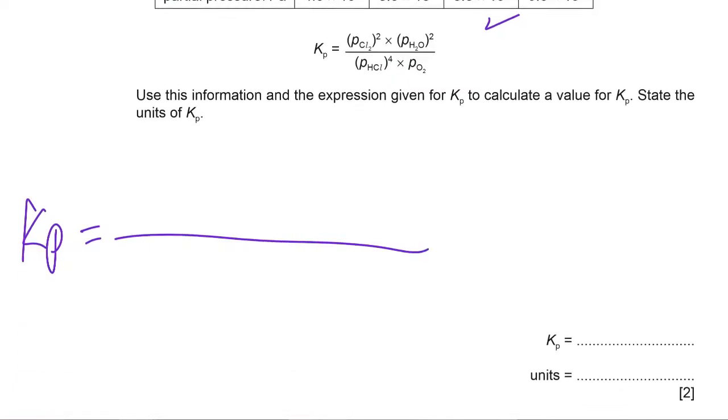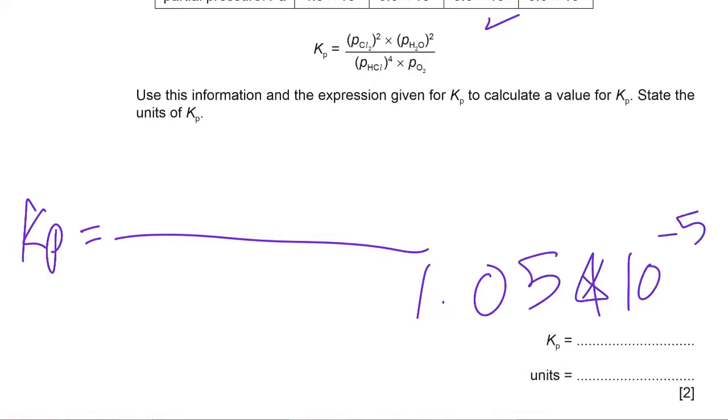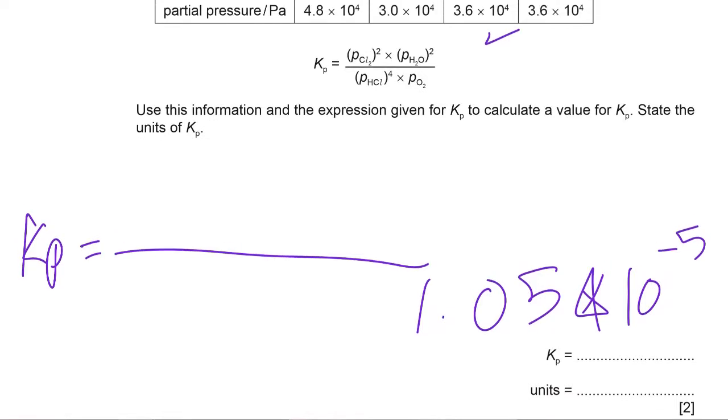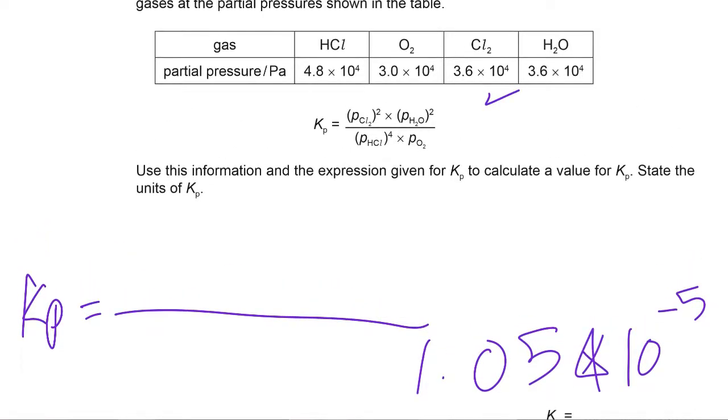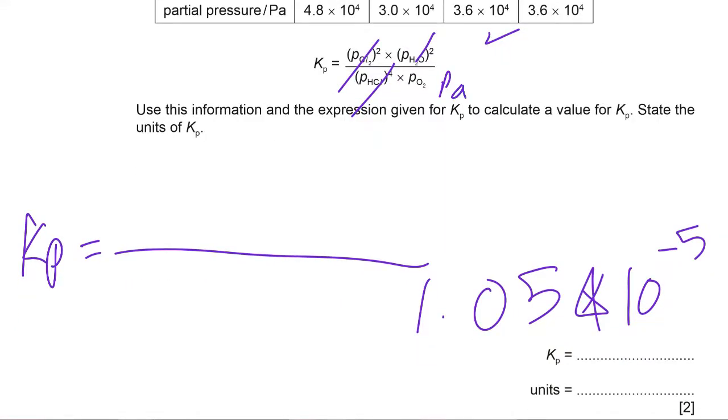So at the end you will have the Kp, it's 1.05 times 10 to the power minus 5, and for the unit, this one will be cancelled with this one, because power 4 will be cancelled with power 4, and this one is Pascal, so it will be Pascal to the power minus 1.